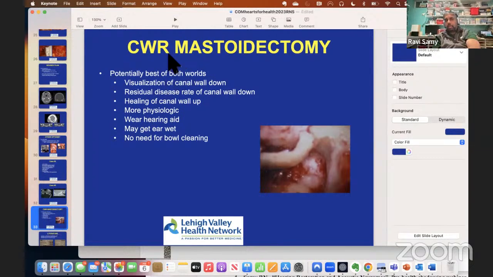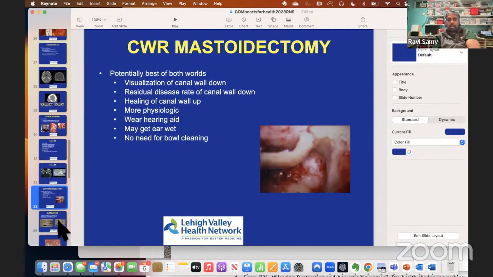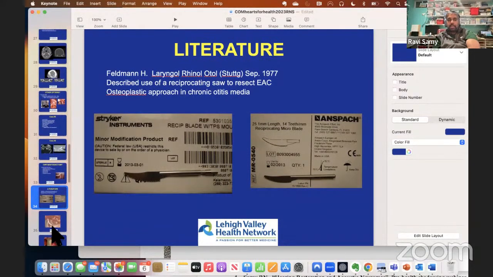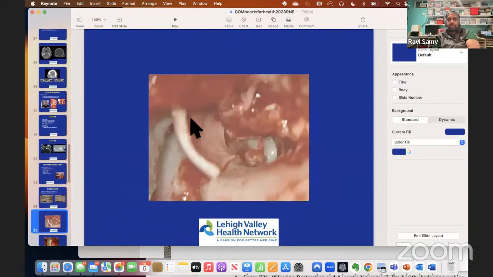And so there's something called a canal wall reconstruction mastoidectomy, where we actually use a saw blade, and that saw blade you can actually use to cut the bone out that separates the ear canal from the mastoid. And so after we take that bone out, sometimes we'll use cartilage to reconstruct.